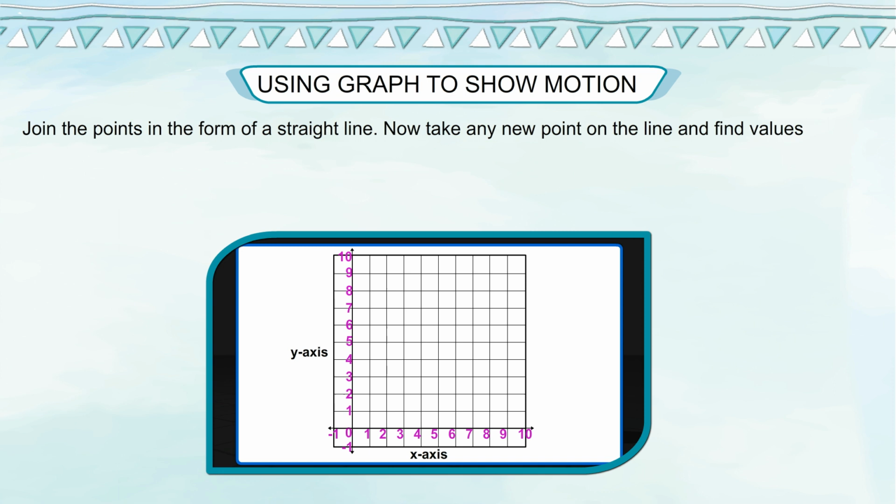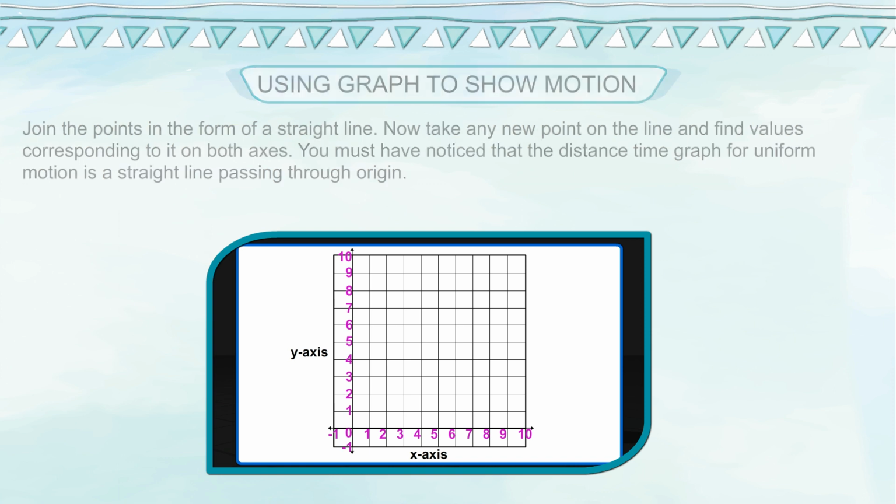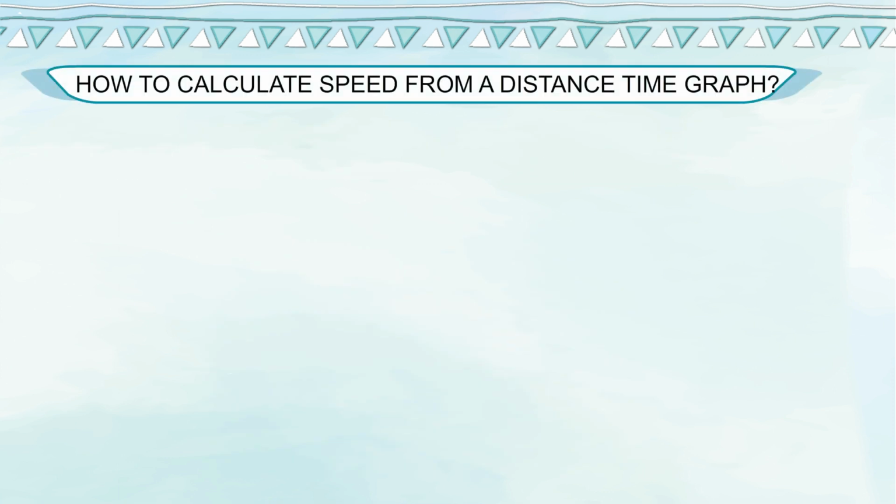Join the points in the form of a straight line. Now take any new point on the line and find values corresponding to it on both axes. You must have noticed that the distance-time graph for uniform motion is a straight line passing through origin. How to calculate speed from a distance-time graph?